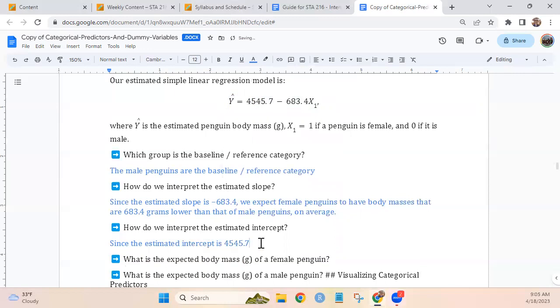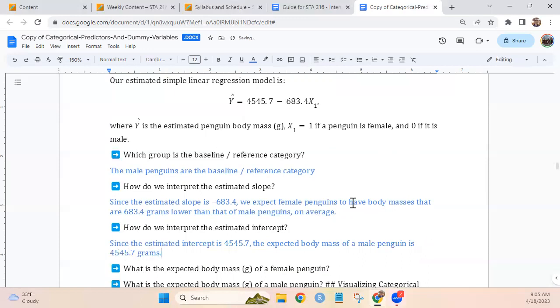Since the estimated intercept is this, the expected body mass of, and which type of penguin is it for the intercept? Right, of a male penguin is 45.7 grams. This is exactly the same as if you just calculated the average weight of the male penguins in the sample. That's exactly what this number is, and it shows up in the regression model that way. So again, it has a very nice interpretation.